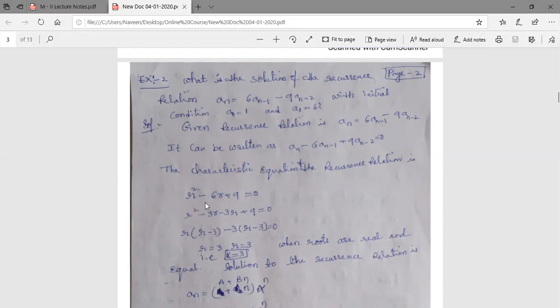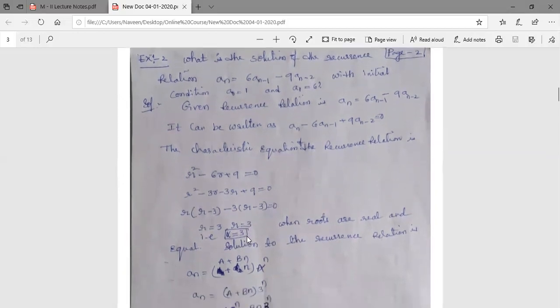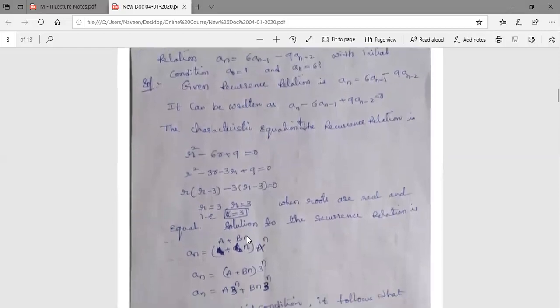Now find the roots of this characteristic equation. We got two equal roots: r minus 3 into r minus 3 is equal to 0. Therefore, alpha is equal to 3. This is the case when roots are real and equal. In the last problem, we got two different roots, but here we got two equal real roots.